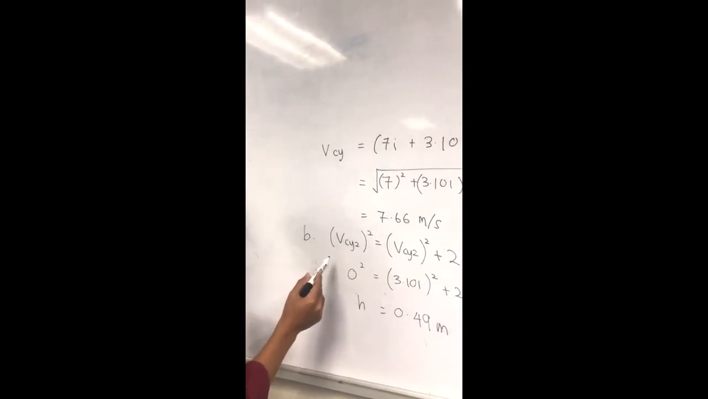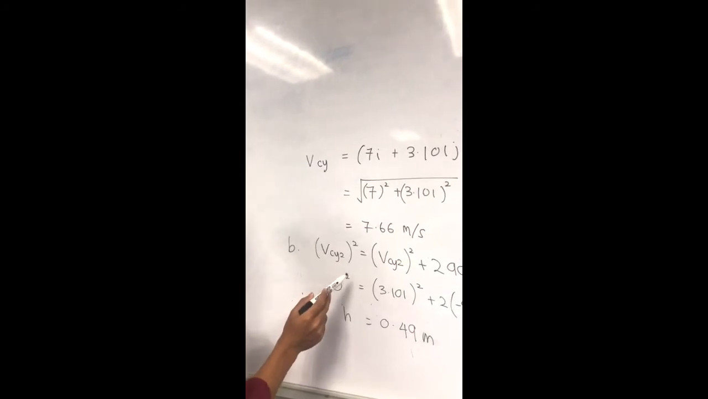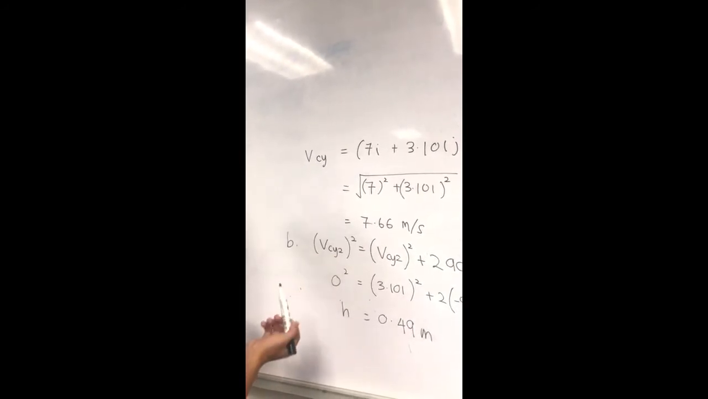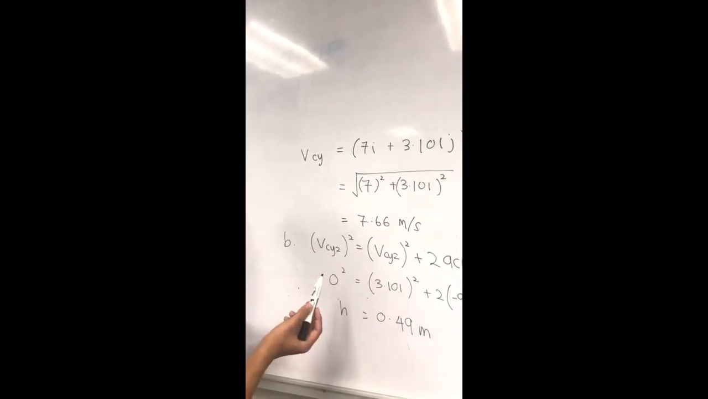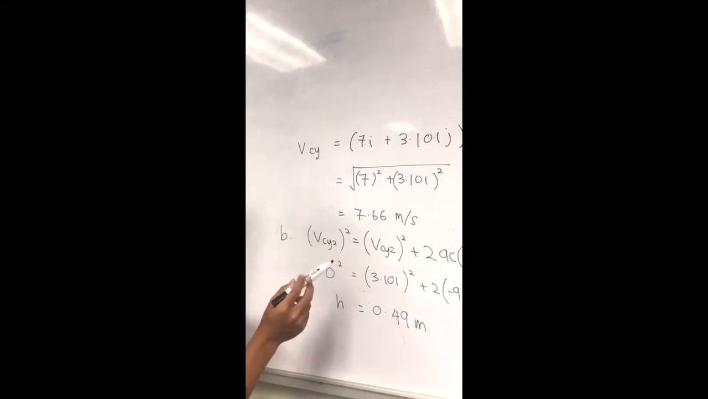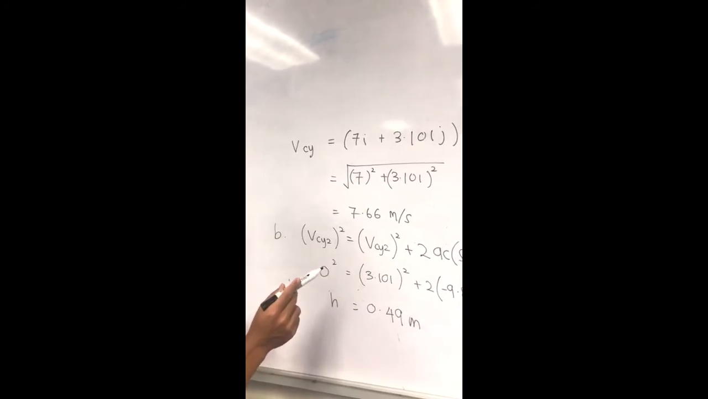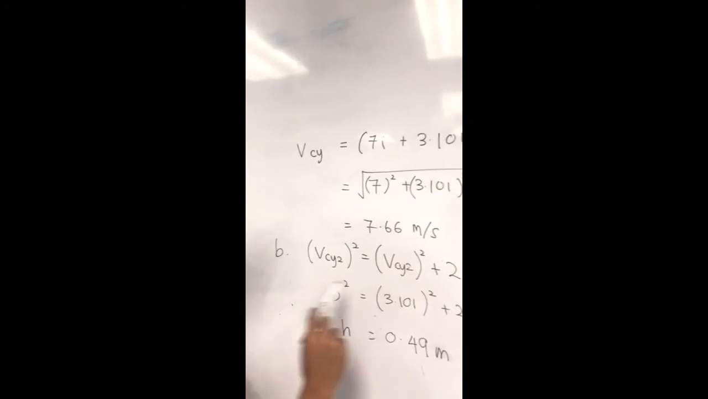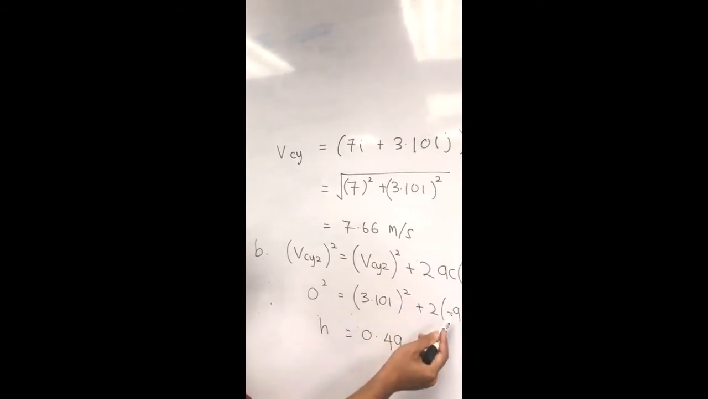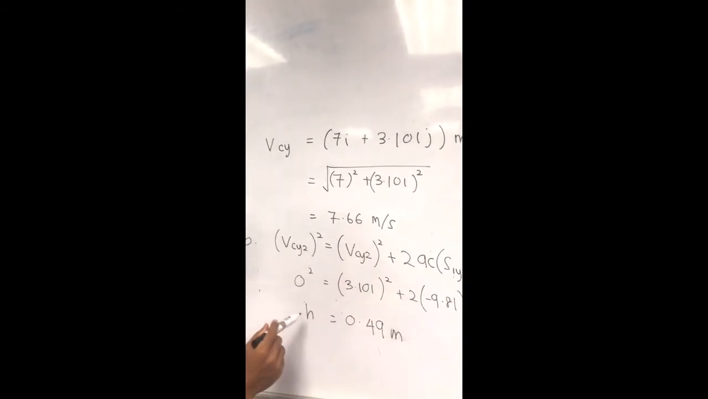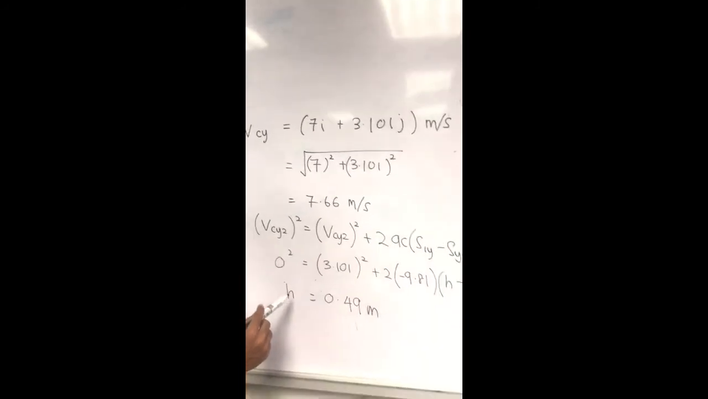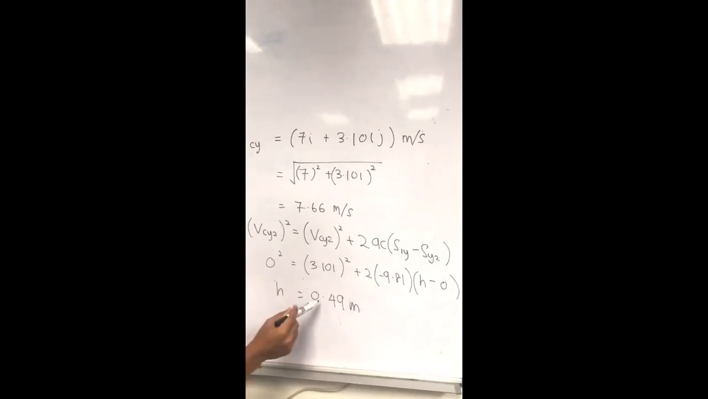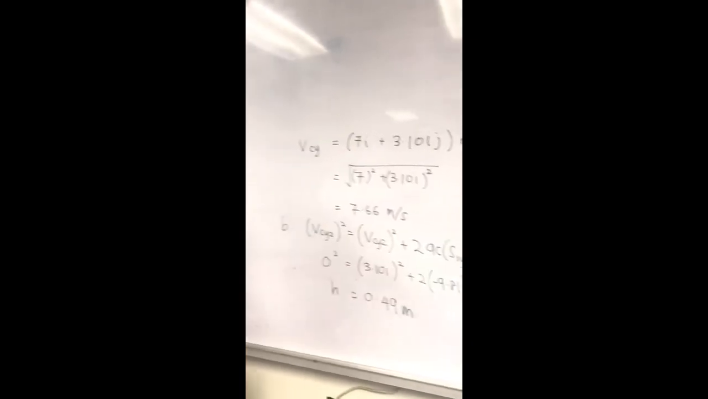For question B, to find the height, we use the kinematic equation, which is the vertical motion of the object after it rebounds from the ground. From this calculation, we substitute all the values, and then we get the height, which is 0.49 meter. That's all. Thank you.